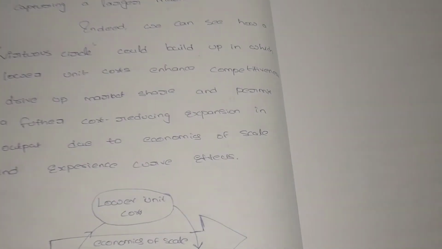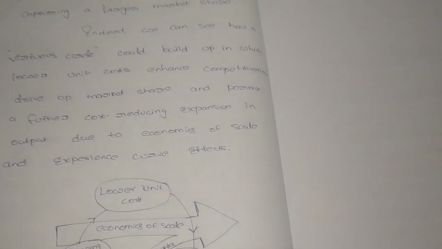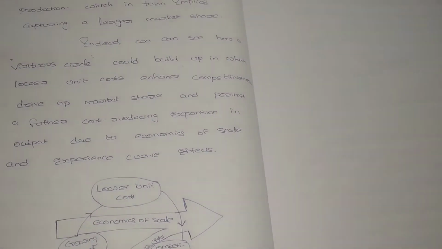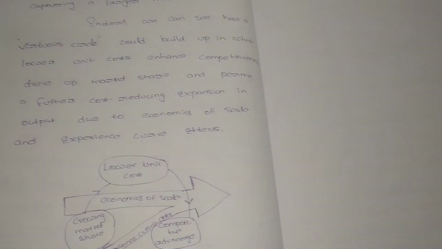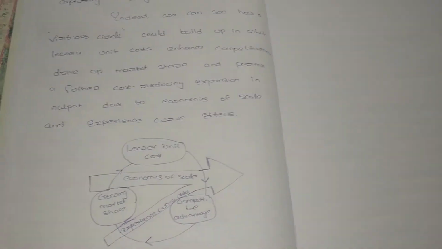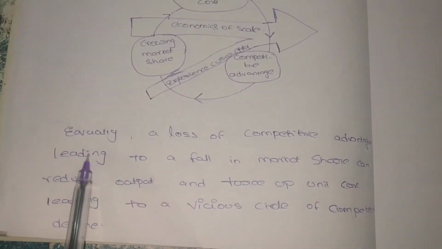So first we have to see the three components. When our unit cost gets reduced, we can capture the market and enjoy the competitive advantage. These three are the main factors of the virtuous cycle, and based on economies of scale and the experience curve, based on these factors we can increase our economies of scale.